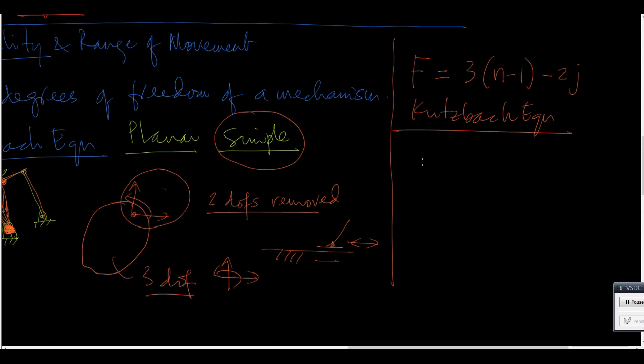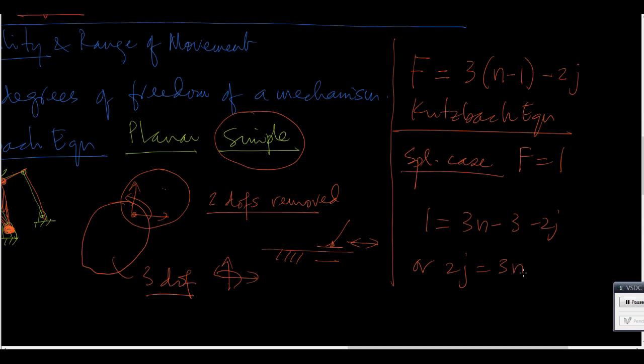Remember, we are also interested in a special case, which is F equals 1. So we write 1 is equal to 3n minus 3 minus 2j, or 2j is equal to 3n minus 4. We will be using this equation soon. Okay, I think in the next video.